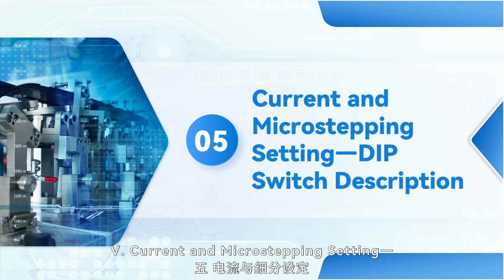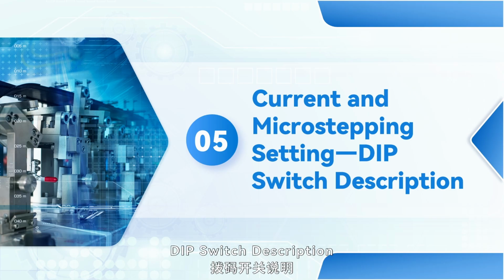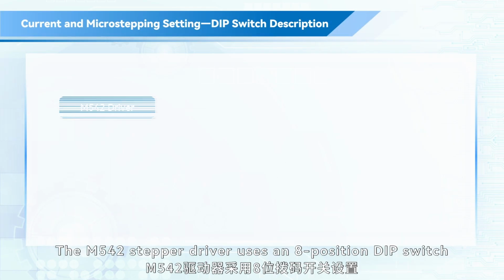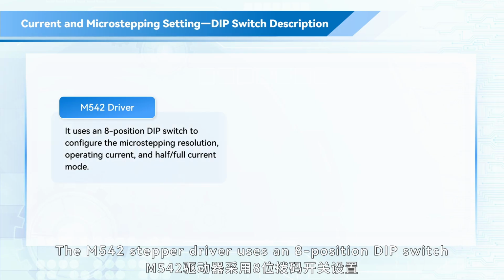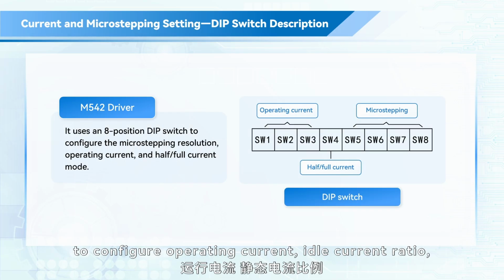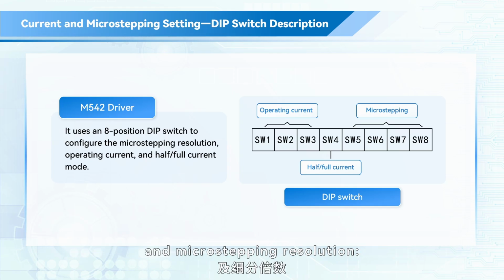Number 5. Current and microstepping setting, DIP switch description. The M542 stepper driver uses an 8-position DIP switch to configure operating current, idle current ratio, and microstepping resolution.